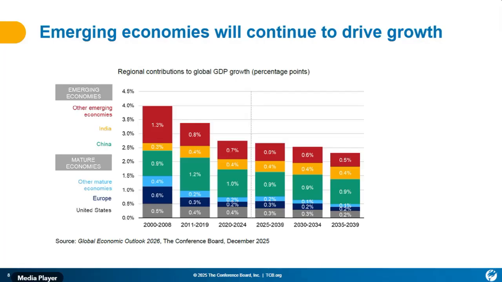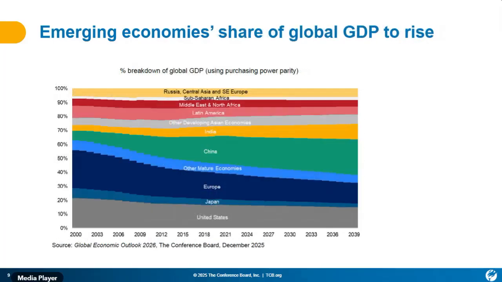But we saw that pattern, again, over the last 20 years. It's just going to get more acute. That's not to say that the US is not going to grow or that Europe isn't going to grow. They will. But they're going to make up a smaller portion of the global economy. And you can see that in this chart here.